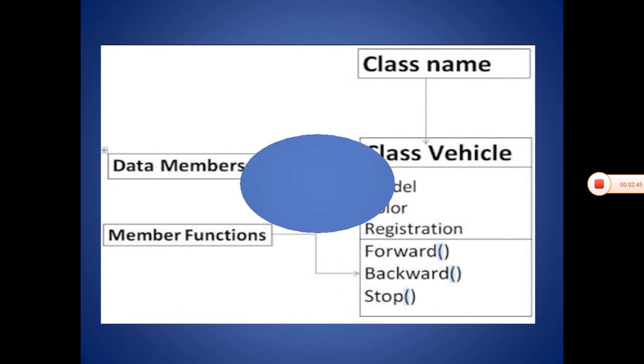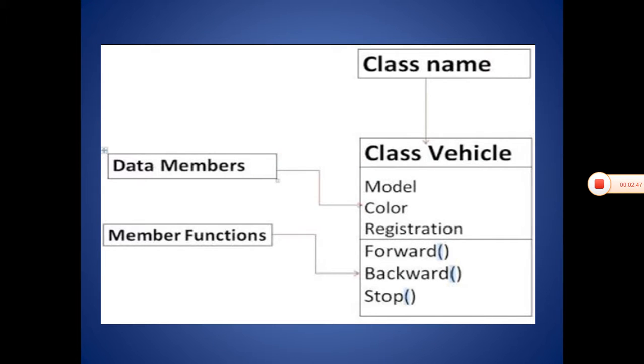This is about the class, and this diagram will explain the class definition. The class definition combines the data members and member functions in a single unit. The class vehicle is the single unit. Model, color, registration are the data members. Forward, backward, stop are the functions, which are called member functions.